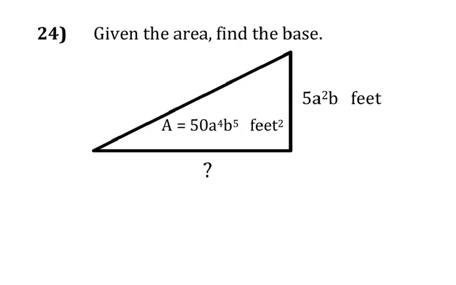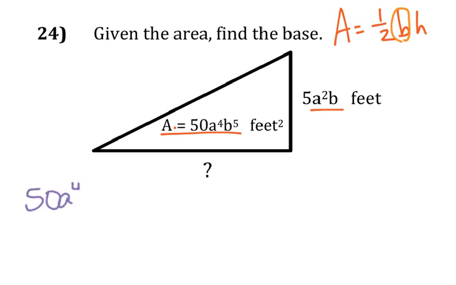Okay, 24. We've got a triangle now. So remember that the area of the triangle is 1/2 base times height. So this time I'm giving you the area and I'm giving you the height. What I don't know is the base. So I'm going to set up my equation. So 50 a to the 4th, b to the 5th.